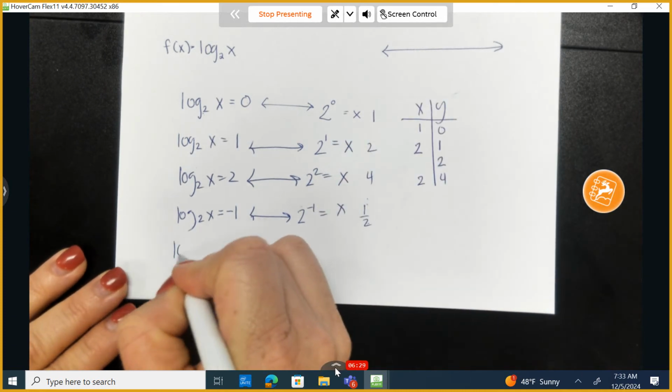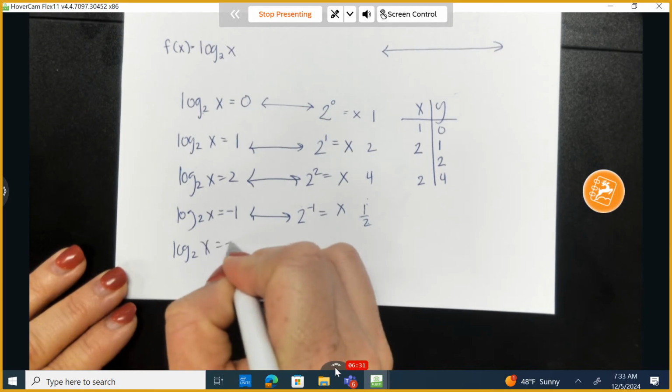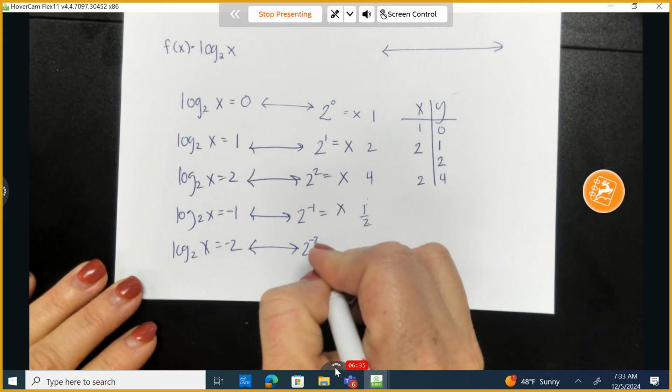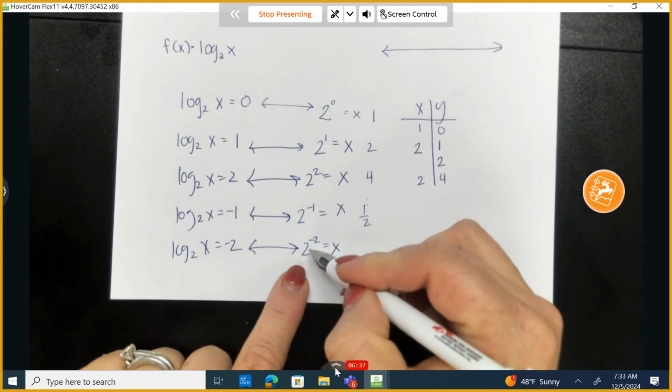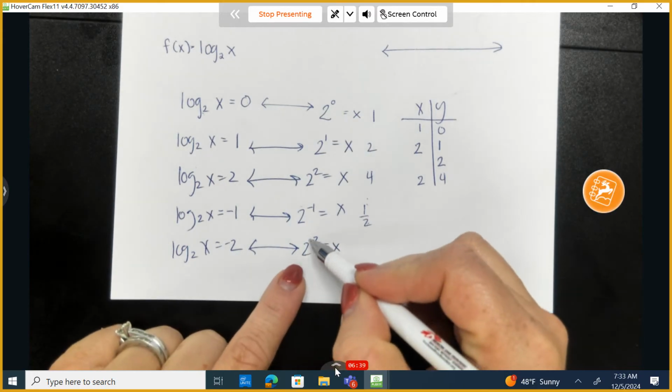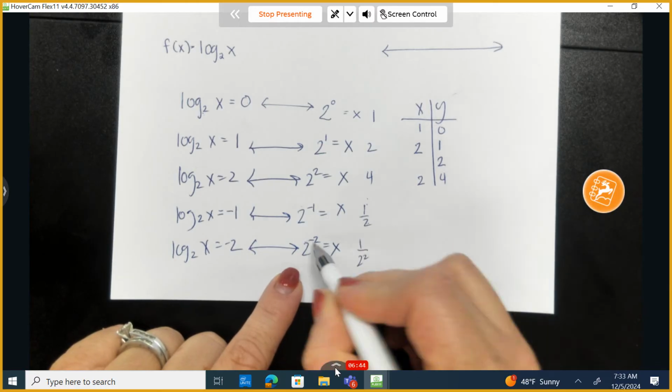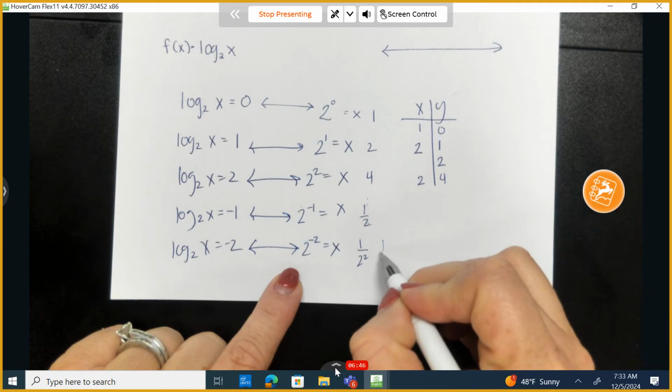Let's do one more. Let's do log base 2, and what if it was a -2? So 2 to the -2 equals x. Again, just like Ms. Solano told us, we're going to take this value and write it on the bottom. So it's 1 over 2 squared. The exponent then becomes positive, and that would be 1/4.